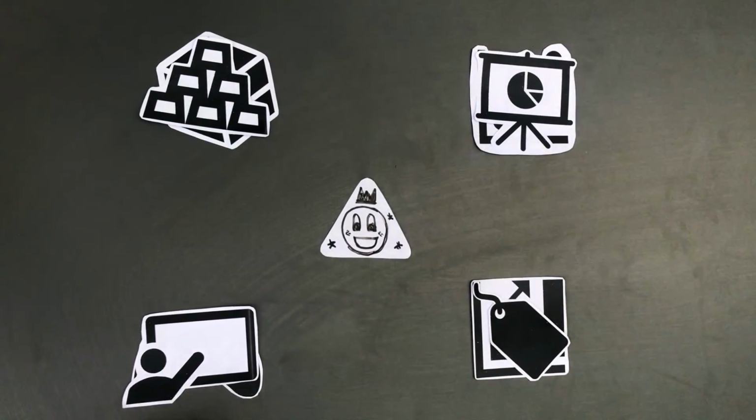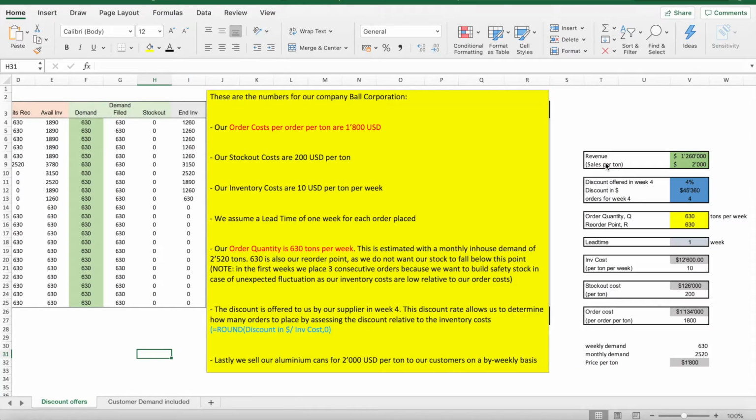In this video, we are going to focus on price fluctuations and the effects of discounts on our supply chain. So here we have the numbers of Ball Corporation. As you can see, our order quantity is 630 tons per week, and our order costs are $1,800. Our discount is offered to us by our supplier in week 4. The orders to be placed can be calculated by this function.